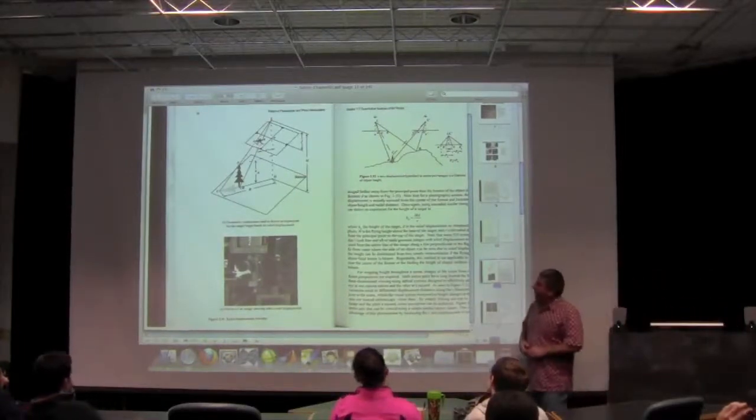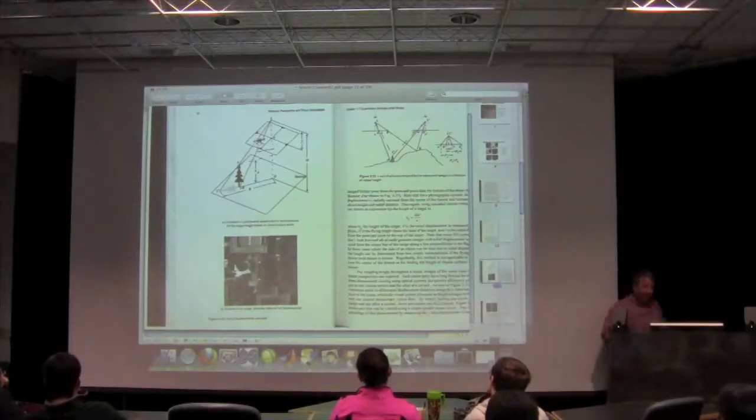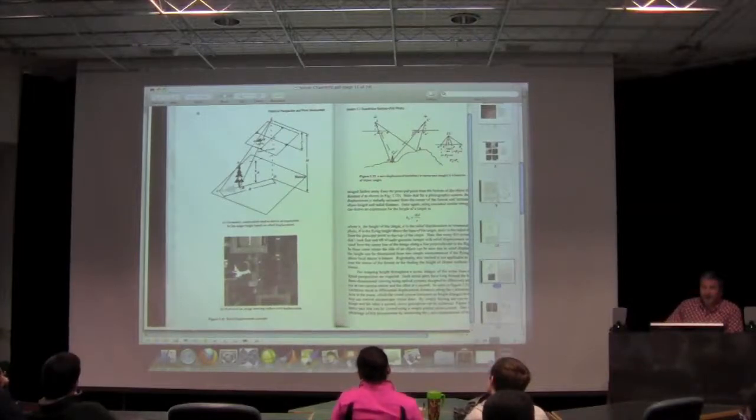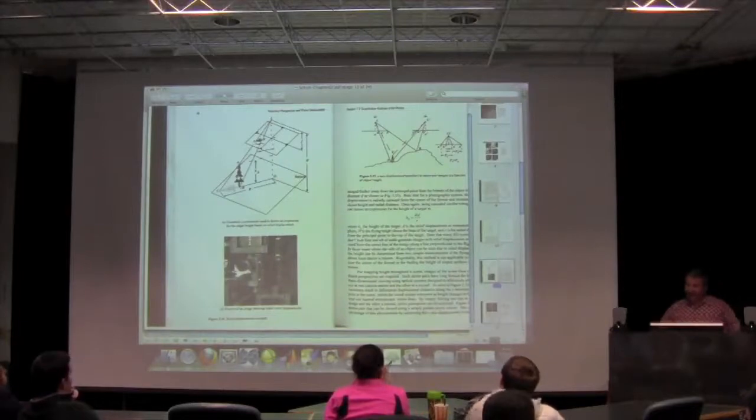All right, so if I know that that's going on, I could go ahead and figure out the height of this tree using a single photograph. Right? So how do you go about doing something like that?